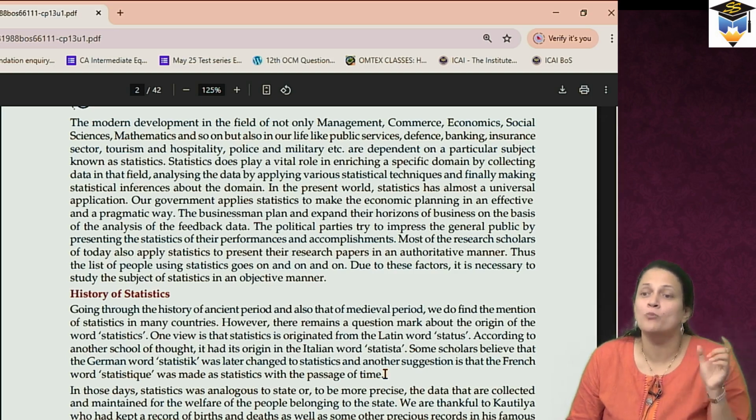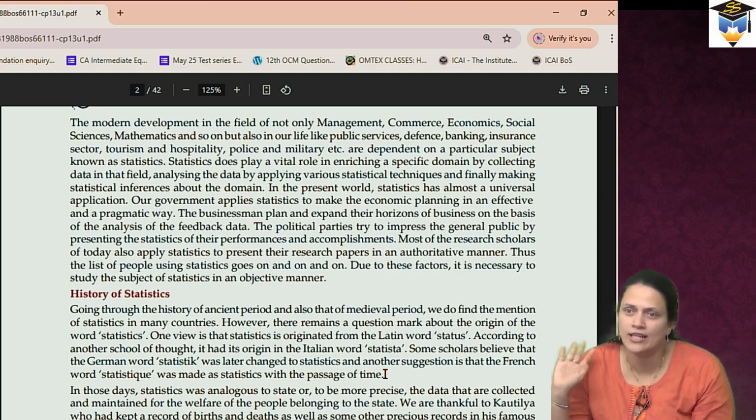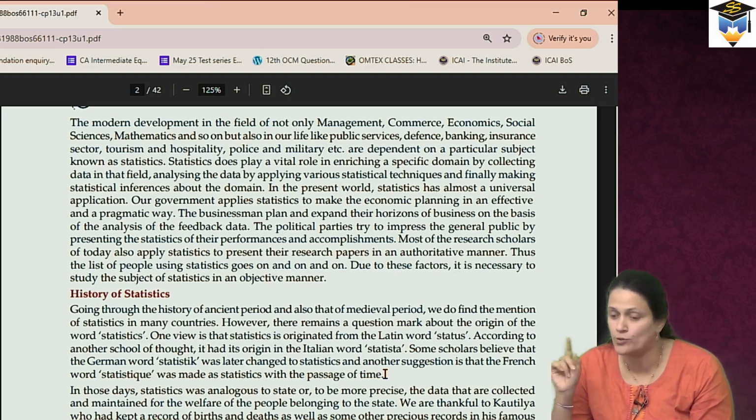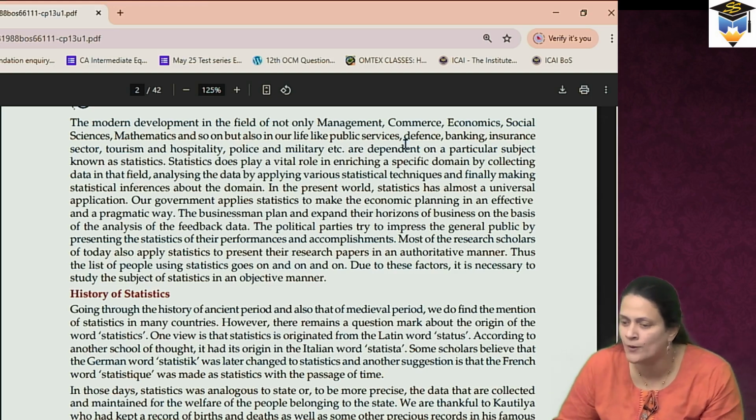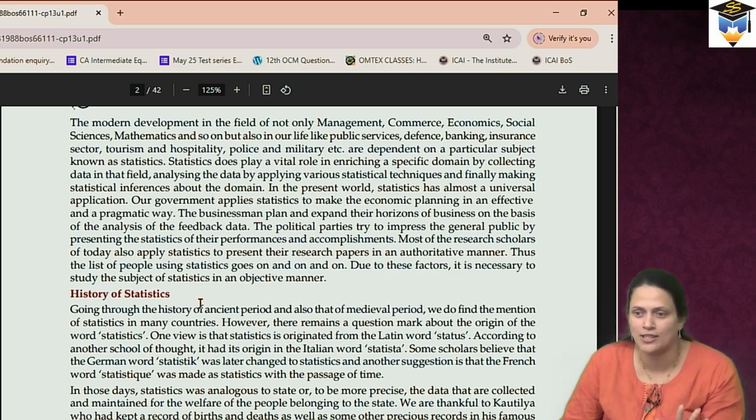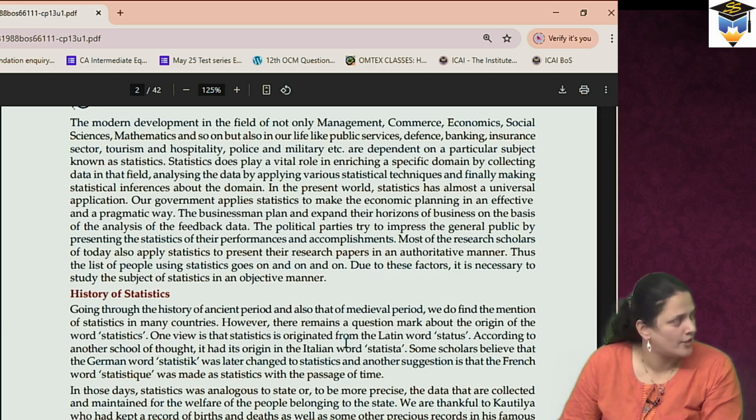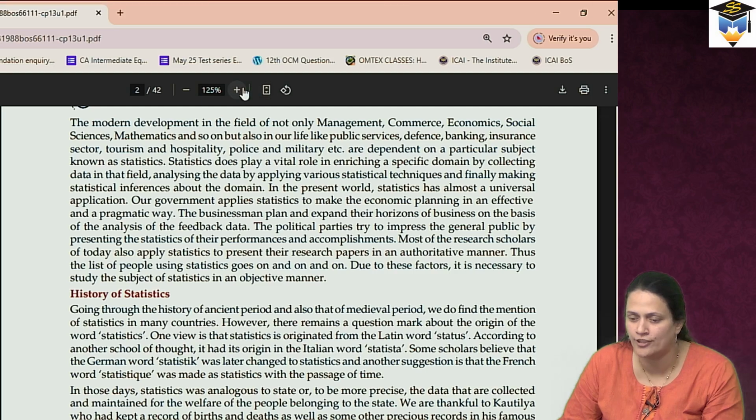I am going to make you mark a few important things. Everybody has a textbook? Everyone has a textbook? Yes or no? Okay, so mark down a few things which I am telling you. Just mark these, because all these questions will be asked in MCQs. So now if you see over here in the first paragraph, history of statistics, which you can see over here.